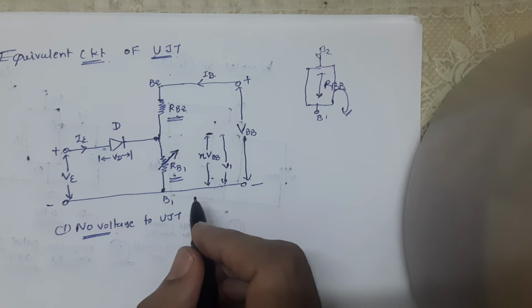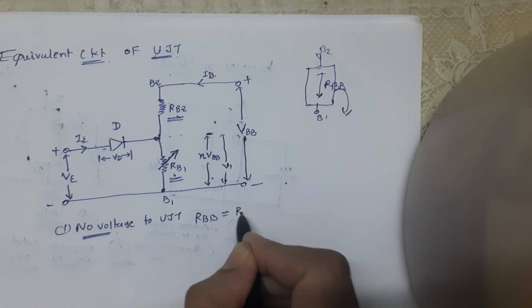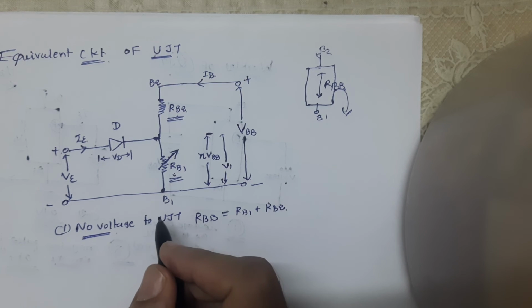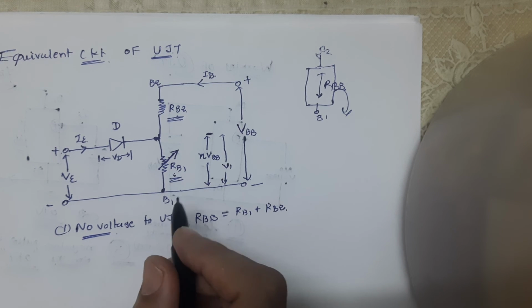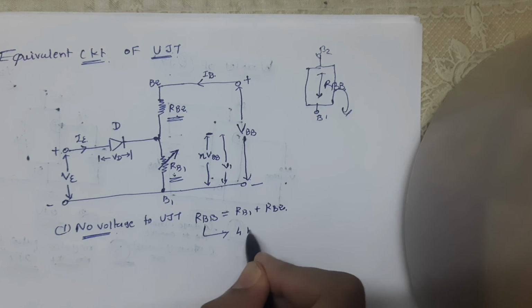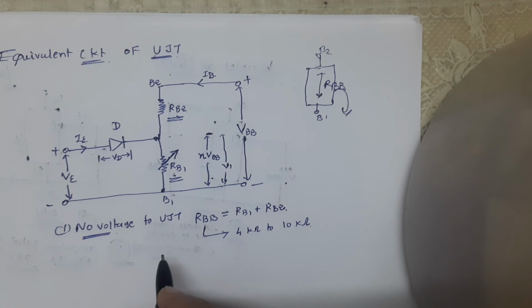The interbase resistance is given by RBB, which is equal to RB1 plus RB2. The value of RBB generally lies between 4 kilo ohm and 10 kilo ohm when no voltage is given to the UJT.